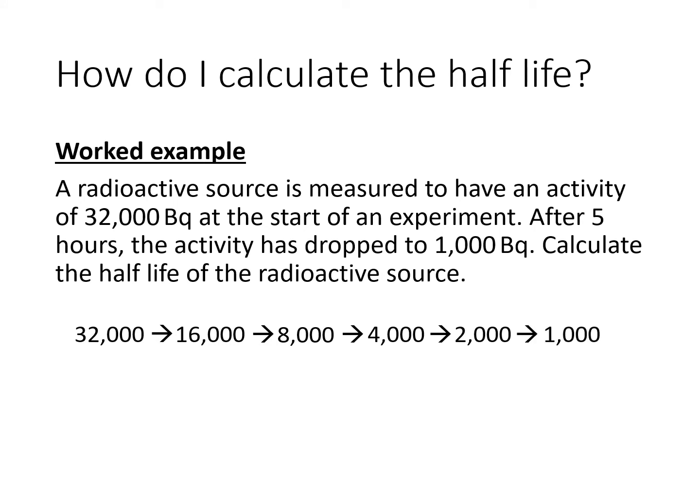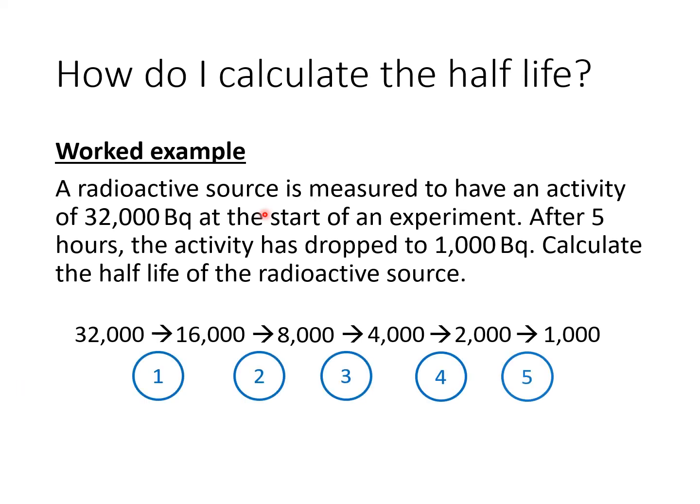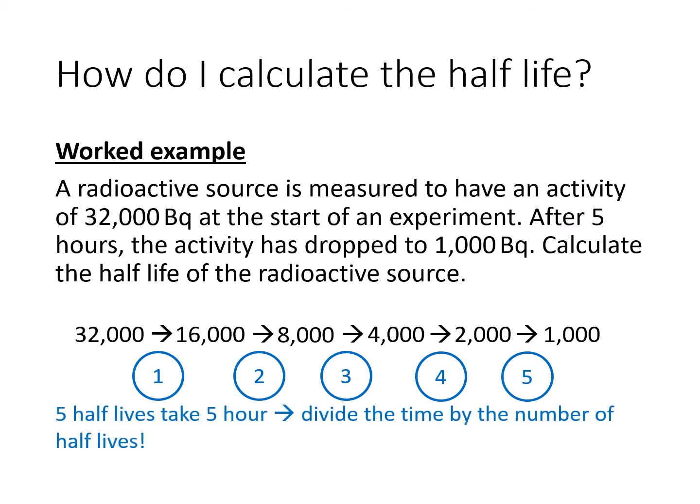So all I need to do to find out how many half-lives there have been, first of all, is count the number of arrows. Each arrow is one half-life, so that's 1, 2, 3, 4, 5. So 5 half-lives equals, and if we go back to the question, 5 half-lives gives us 5 hours.